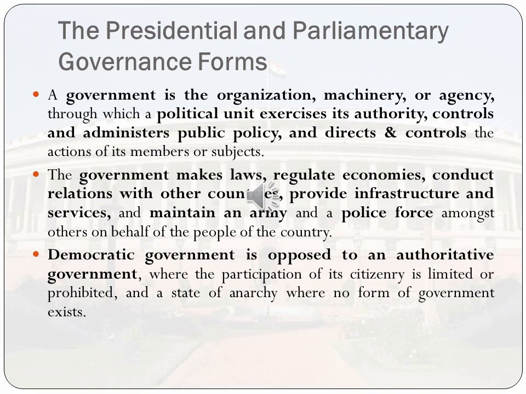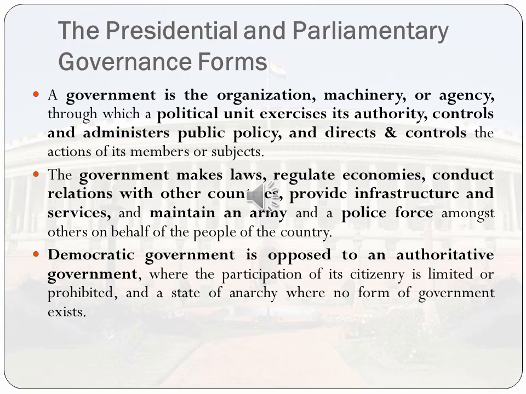So we have the presidential and parliamentary governance forms. A government is an organization or a machinery or an agency through which a political party or a political unit will exercise its authority, control and administer the public policies and governance, and it will direct and control the actions of its citizens. So, a political party has to be a part of the government, and only through the government can they exercise all these authorities.